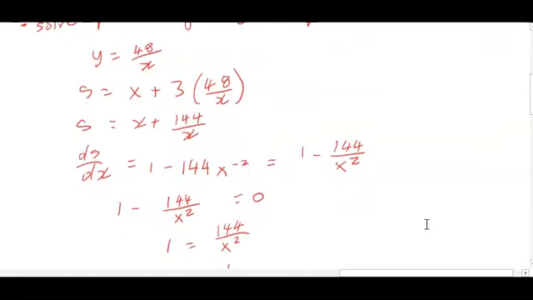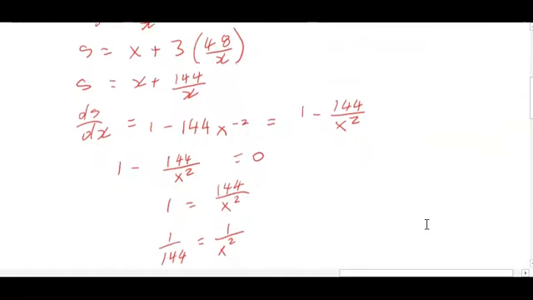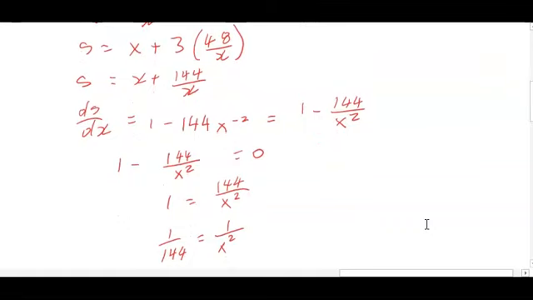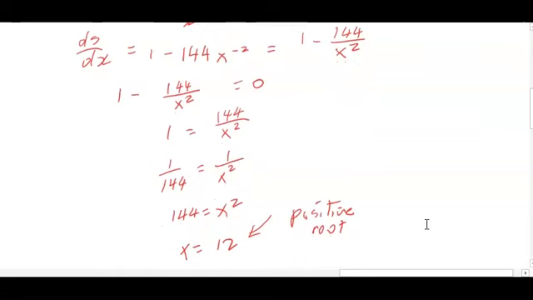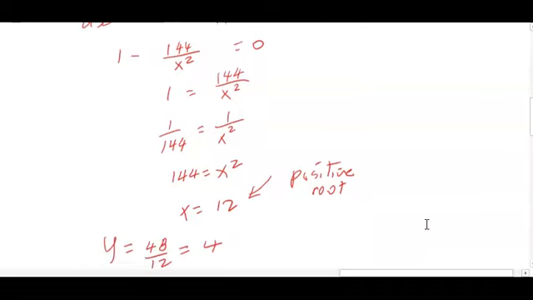So 1 is equal to 144 over x squared. 1 over 144 is equal to 1 over x squared. And so x squared will be equal to 144. x will be equal to plus or minus the square root of 144, which is plus or minus 12, but because we want a positive root, we choose x equals 12.